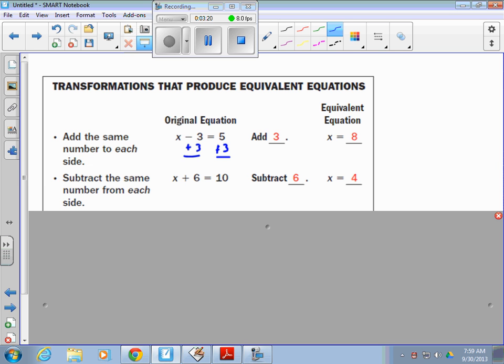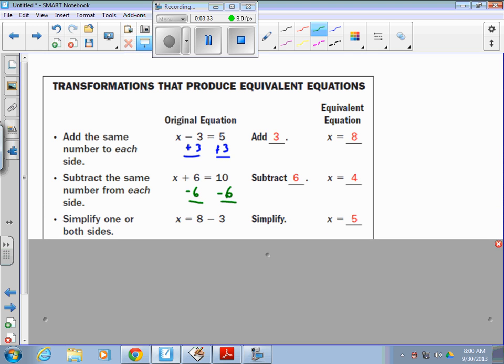The next one says subtract the same number from each side. X plus 6 equals 10. Undo plus 6 by subtracting it, and do the same thing to the right side to balance it. And 10 minus 6 gives you x equals 4.